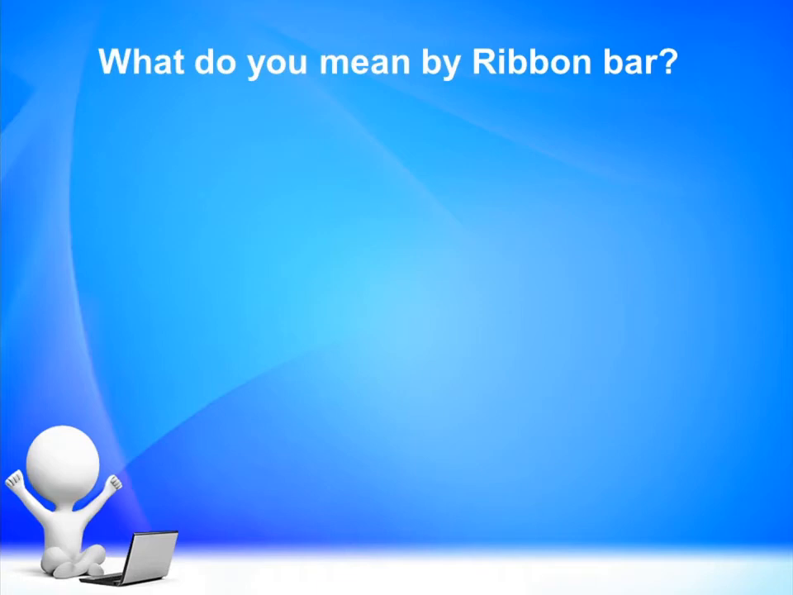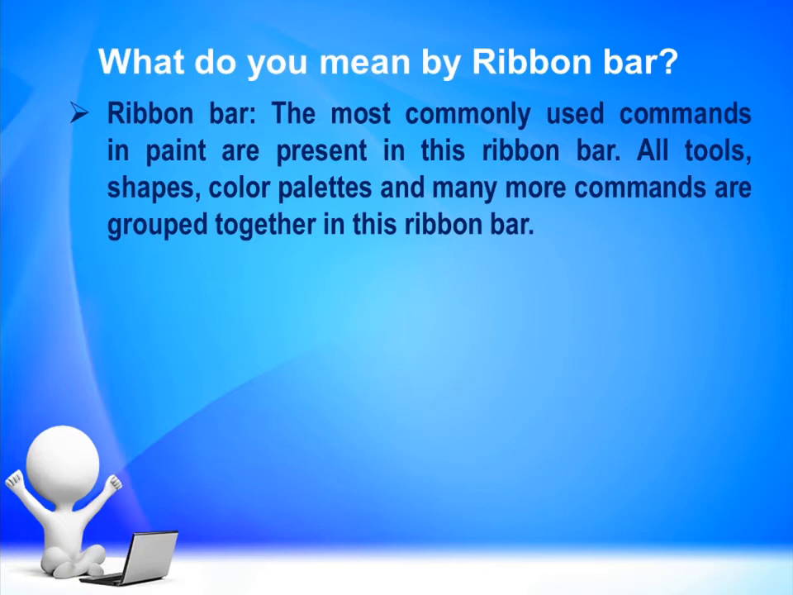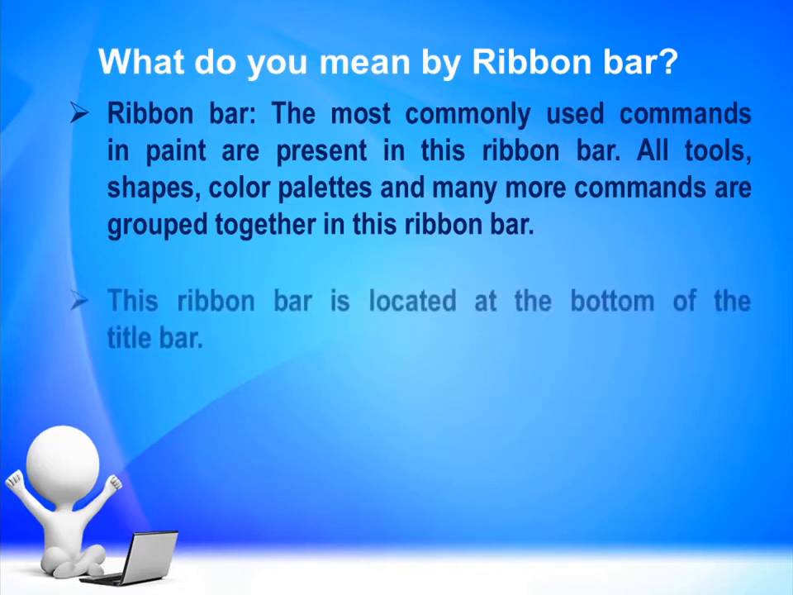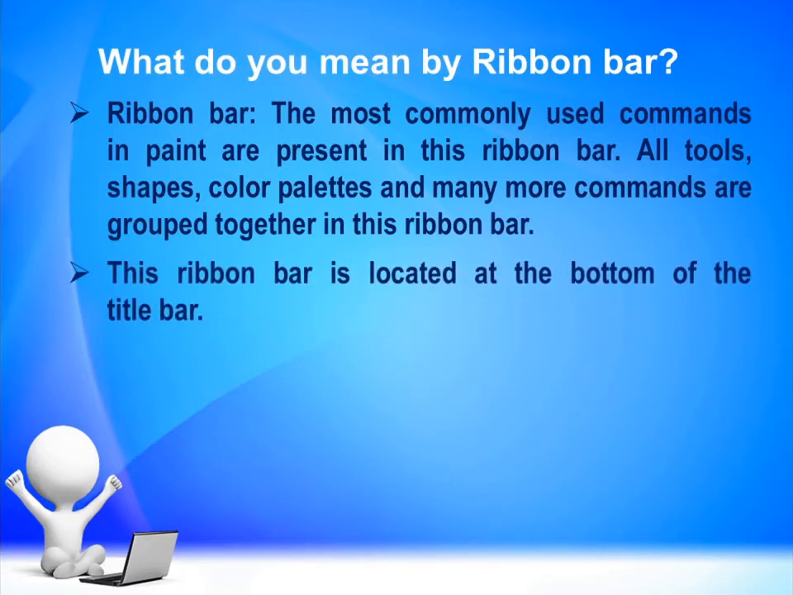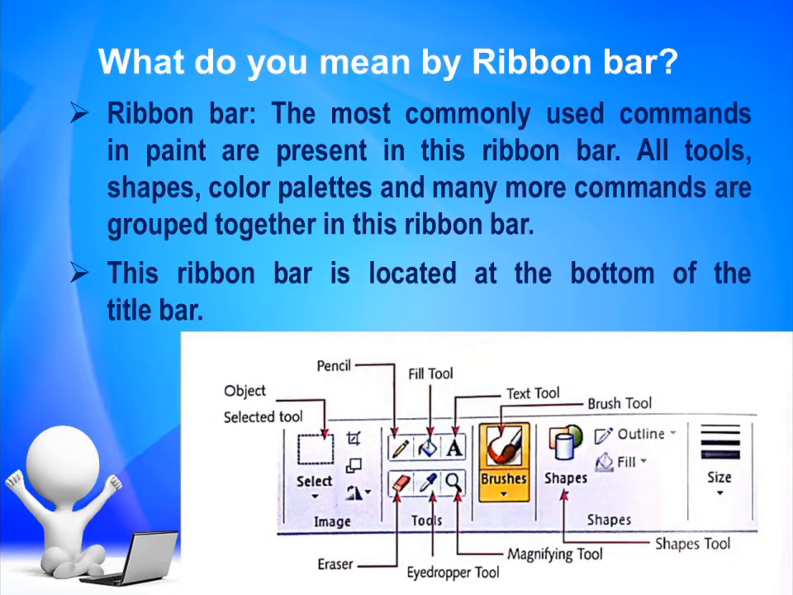Next, what do you mean by ribbon bar? Ribbon bar. The most commonly used commands in Paint are present in this ribbon bar. All tools, shapes, color palettes, and many more commands are grouped together in this ribbon bar. This ribbon bar is located at the bottom of the title bar. Here is an image of ribbon bar.